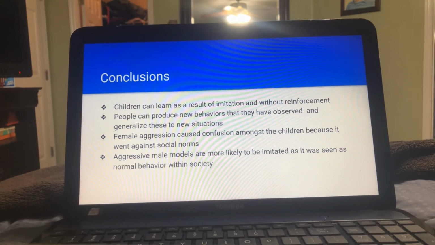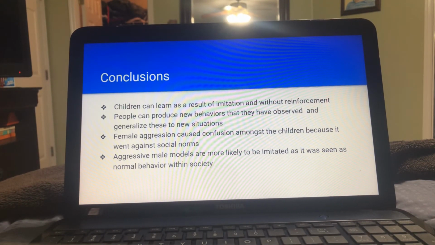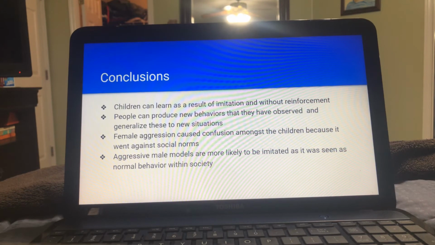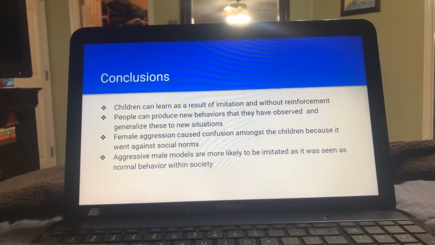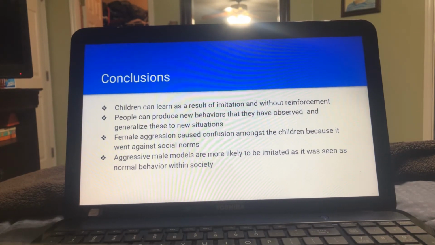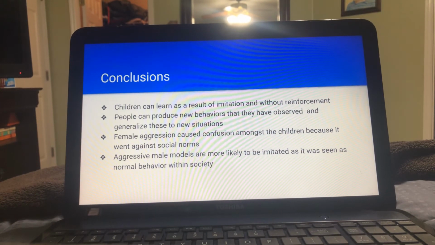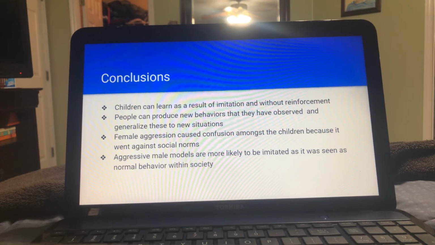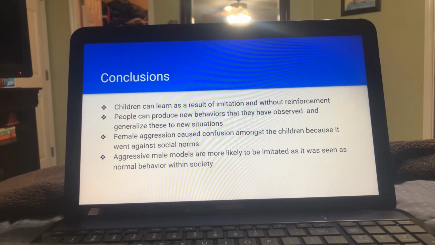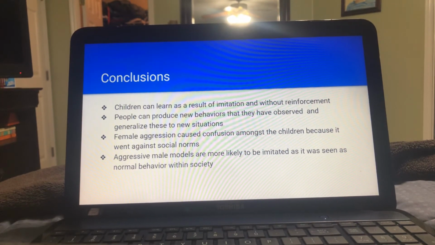Children can learn as a result of imitation, and without reinforcement, people can produce new behaviors that they have observed and generalized these to new situations. Female aggression caused confusion amongst the children because it went against social norms. Aggressive male models are more likely to be imitated as it is seen as normal behavior within society.